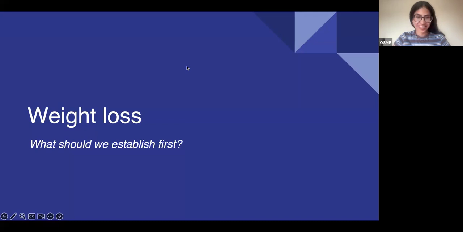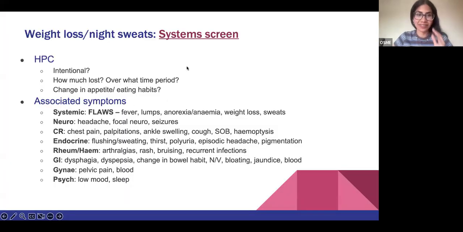Lovely, thank you for your answers. So a lot of you have said the things that we're going to talk about. So firstly, is it intentional weight loss? And specifically quantifying it. So how much is lost and over what time period? Secondly, thirdly, if it's associated with a change in appetite. So certain things like malabsorption will cause weight loss with a maintained appetite, whereas certain cancers will reduce the appetite. Cancers and psych disorders, things like that.